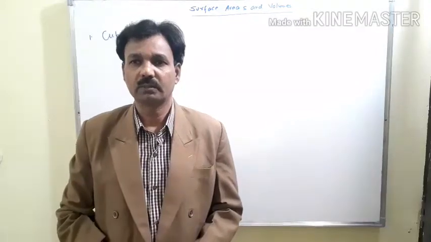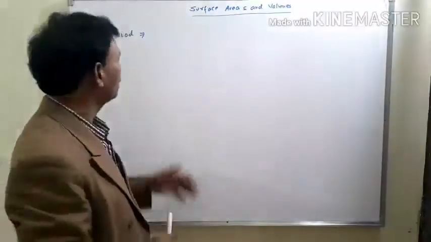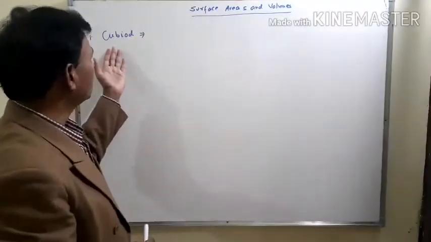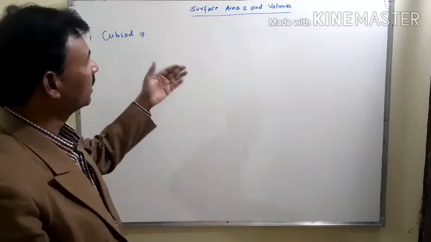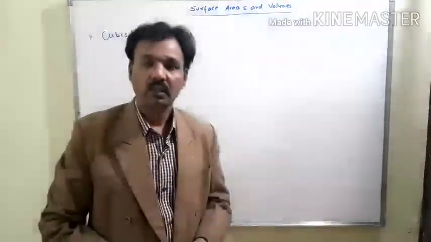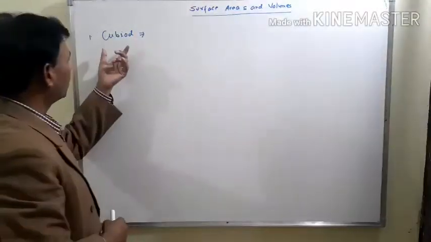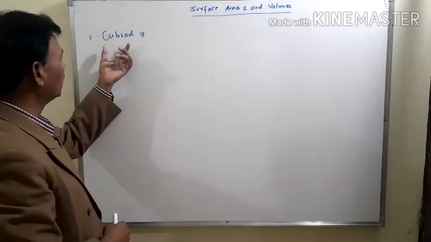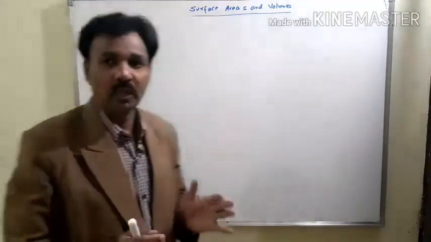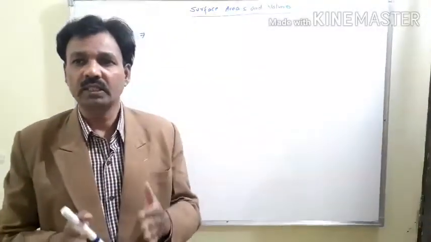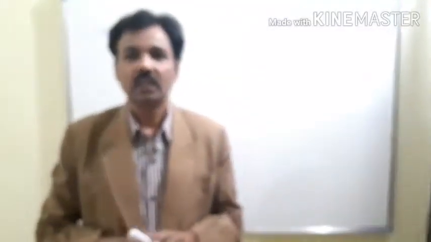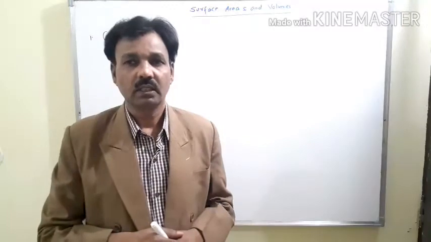Hello students, in this video we will discuss the cuboid, what the surface area of a cuboid is, and what the volume of a cuboid is. First we try to understand what a cuboid is. A cuboid is a 3D figure in which there are 6 faces.